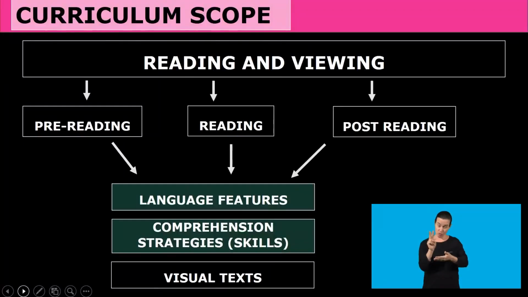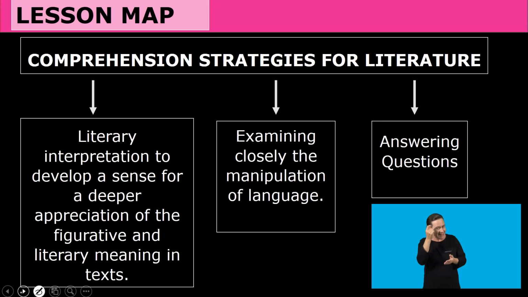Let's move on. Let's look at our lesson in the curriculum scope. Remember, we're still focusing on reading and viewing, but we're going to specifically look at language features as well as comprehension skills. Remember, it's about reading the novel and interpreting what's happening. Our comprehension strategies for literature include the following.